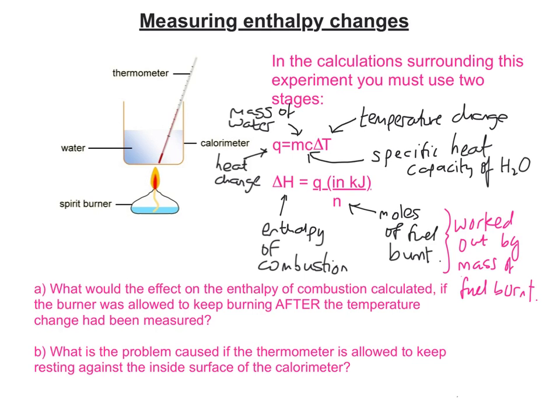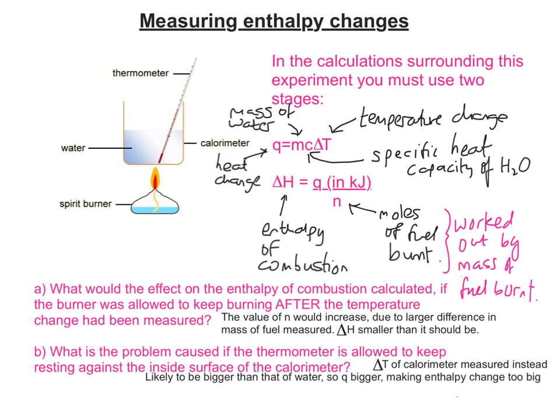So pause the video again and see if you can scribble down something that might address these two questions. So in the first instance, what would happen is that the value of n would increase because there's a larger difference in mass of fuel measured. More fuel would be being burnt, but some of the fuel being burnt wouldn't be heating the water because you removed the water earlier. So delta H will be smaller because Q will be bigger.